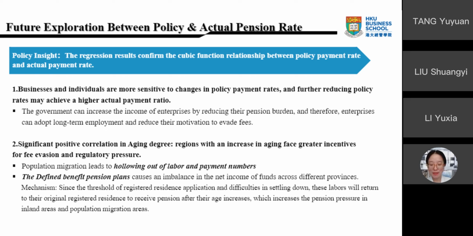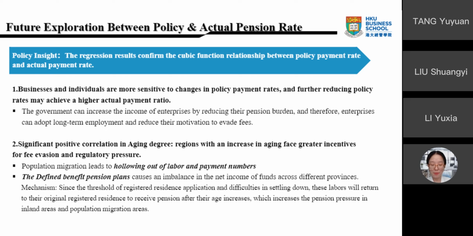And the future exploration between policy and actual pension rate is as follows. The regression results indicate that businesses and individuals are more sensitive to change in policy payment rates, and further reducing policy payment rates may lead to higher actual payment rates. In addition, the degree of aging significantly affects the true contribution rate of enterprises. The degree of aging is redistributed between different regions through population migration.